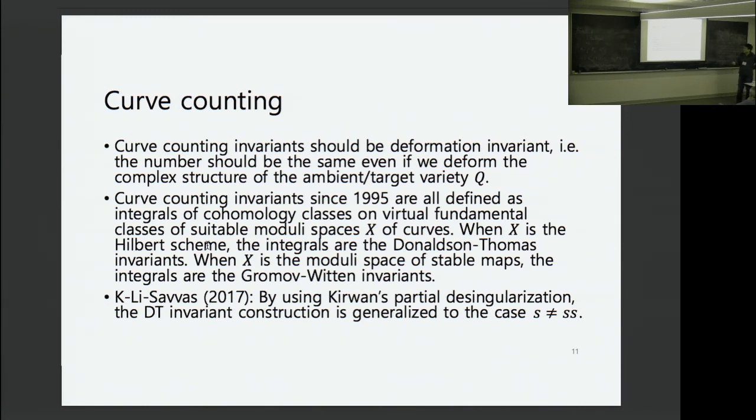Nowadays, there is a canonical way of obtaining a deformation invariant curve counting invariant. Since 1995, all curve counting invariants are defined as integrals of cohomology classes on the virtual fundamental class of suitable moduli of curves. So, two things. One thing is that we can only intersect cohomology classes, nice classes, and then you have to use the virtual fundamental class. I'll talk about this a little later.